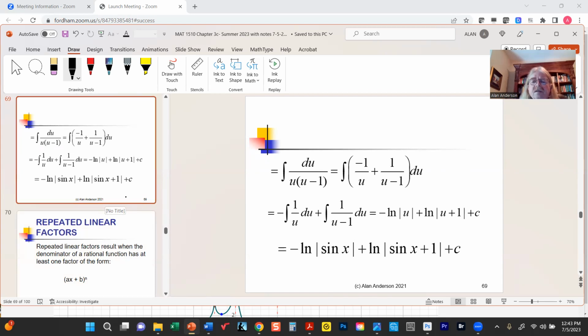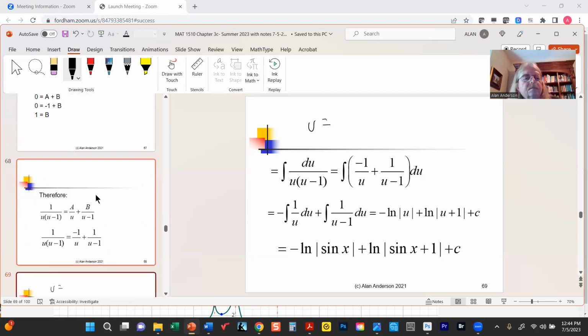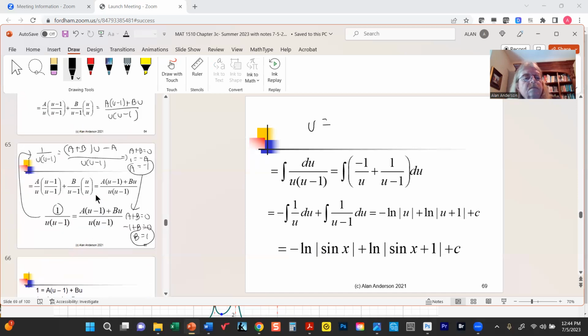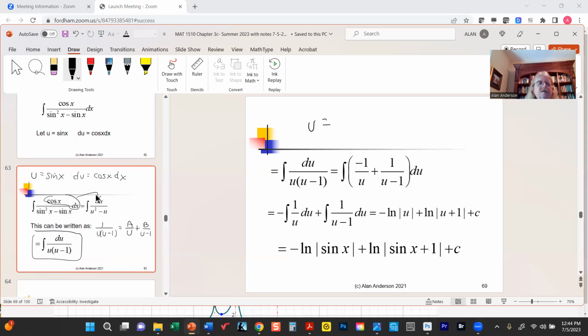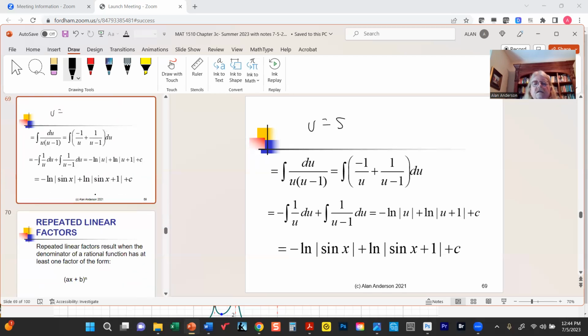So I broke it up into 2 pieces, which is usually the easiest way to go. And then we have negative log absolute u plus log of absolute u plus 1. And of course, don't forget that u is the sine of x. Therefore, we have negative log sine x plus log sine x plus 1 plus c.